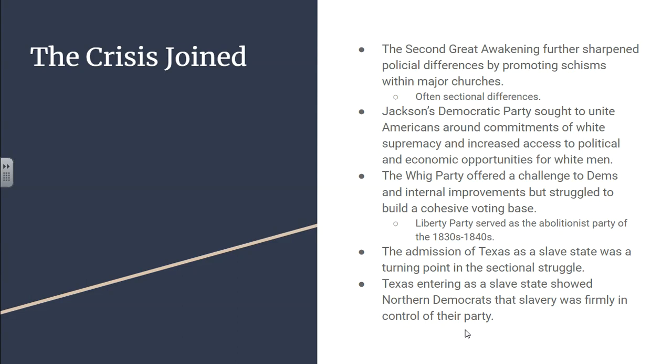Then the Whigs enter the conversation. And so the Whigs offer an alternative choice to the Democratic Party, but they really never build a cohesive voting bloc.